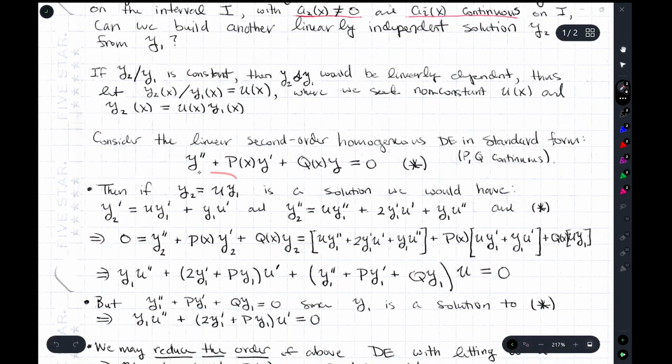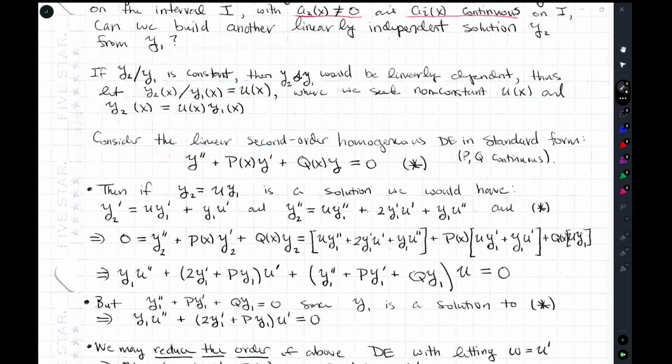Then if y2 equal to u times y1 is a solution, we would have this derivative for y2. You just take the derivative there and you get this product rule. And then you take the derivative of that and you get more product rules, and you could find that y2 double prime is equal to what you see there.